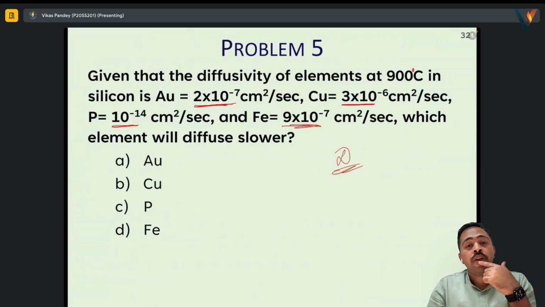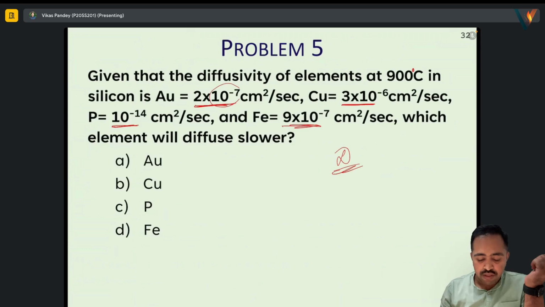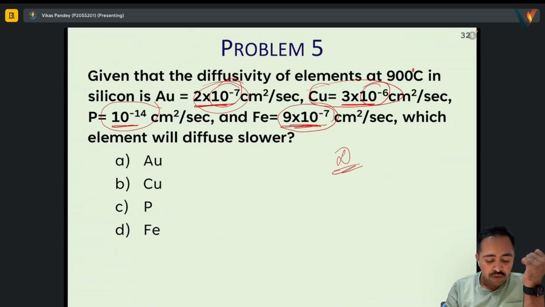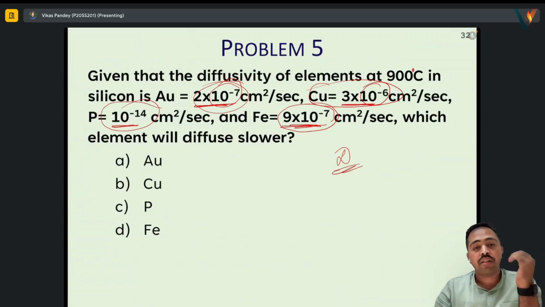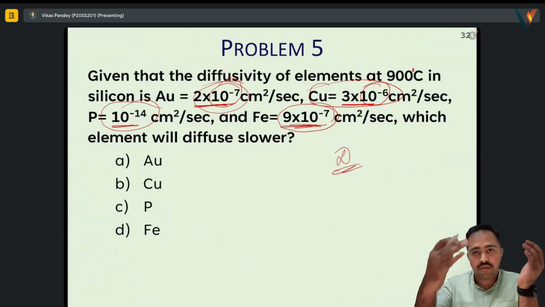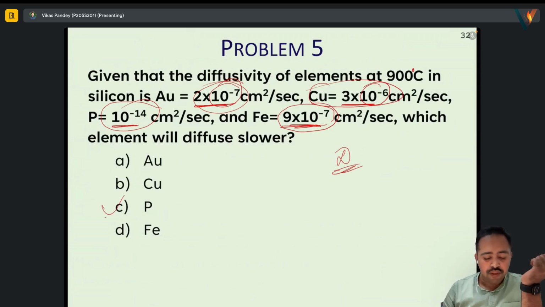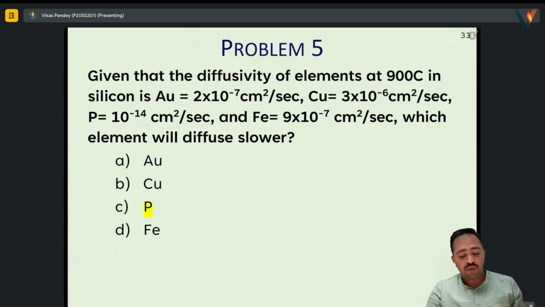If we compare, these are in 10 to the power minus 7, minus 6. We have the largest for copper, 3 into 10 to the power minus 6, followed by 9 into 10 to the power minus 7, that is iron, then gold, then phosphorus, which is 10 to the power minus 17, the smallest, in decreasing order. So phosphorus should be the one which will diffuse the slowest.